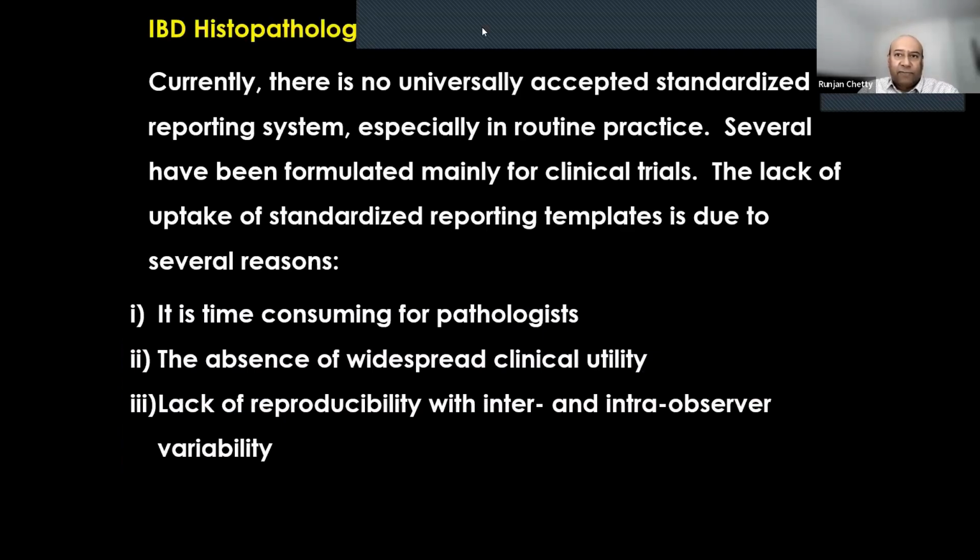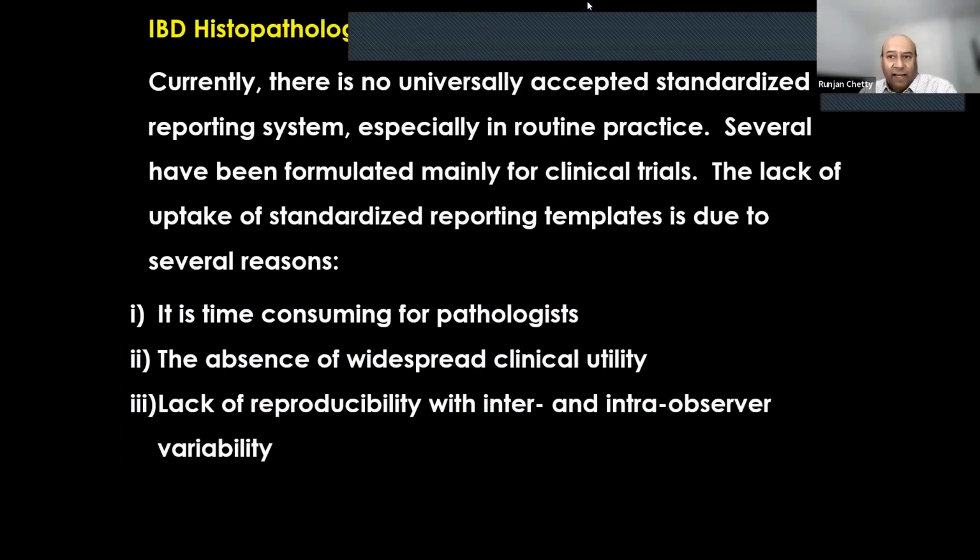Now, in terms of the activity indices that are seen in patients who have ulcerative colitis or inflammatory bowel disease, you'll know that there are several systems that have been put forward to try to quantify this. Some gastroenterologists have asked for this in routine practice. However, there are no universally accepted reporting systems of the several that have been published, and these are used mainly for clinical trials.